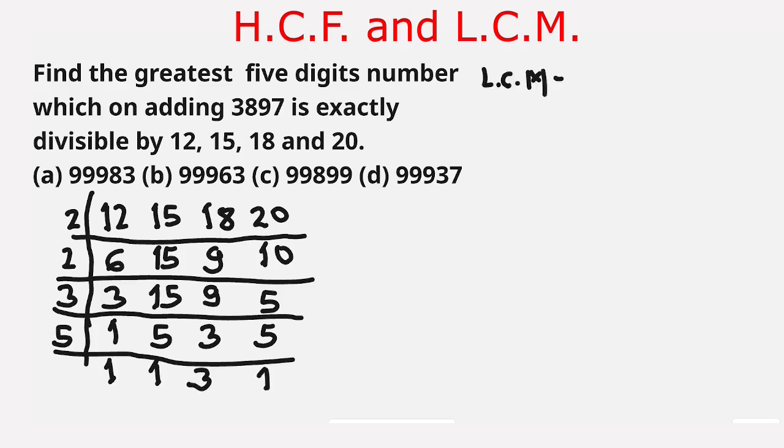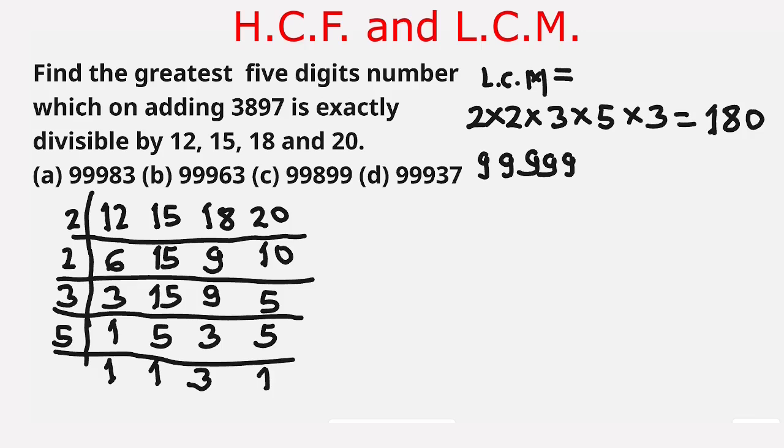Now our LCM is 2 multiplied by 2 multiplied by 3 multiplied by 5 multiplied by 3. 5 times 3 is 15. 15 times 3 is 45. 45 times 2 is 90. 90 times 2 is 180. So 180 is our LCM.